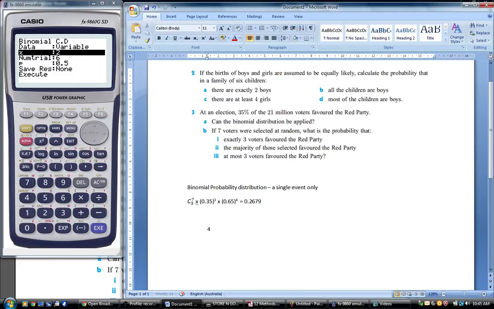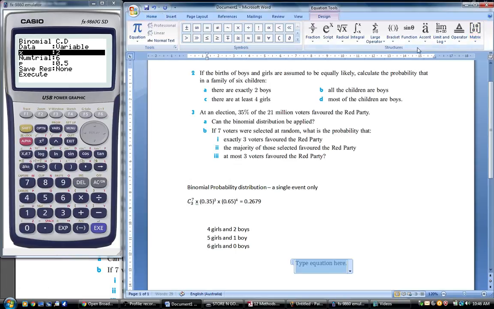We could have 4 girls and 2 boys. We could have 5 girls and 1 boy, or 6 girls and 0 boys. Okay, are there any other probabilities? The answer is no. So what we're effectively doing by using the BCD is adding up all these probabilities. I'll show you what it looks like, and we're going to do it a much simpler way than that.